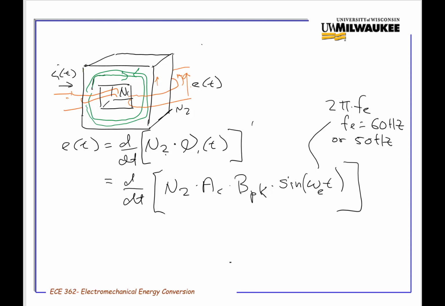Okay, so if I take the derivative of this, all these constant terms fall out, so I'm going to pull them out. N2 times area of the core, and since I take the derivative of a sine, the omega e is going to come out on the outside of that. B peak cosine omega e t. So that's the voltage that I'm measuring on the other side of this.